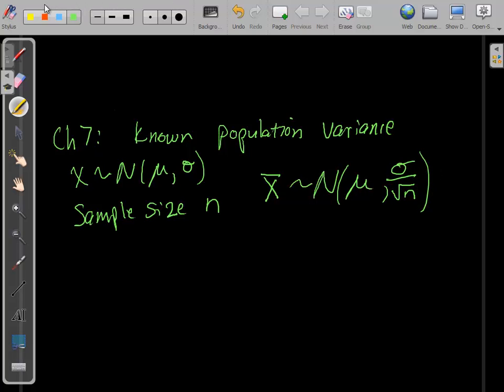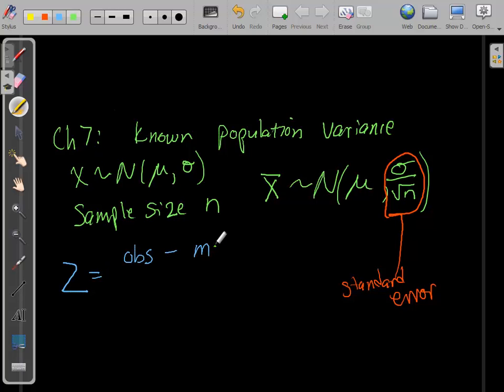This bit right here, we call this the standard error. And I'll talk a little bit about that in a moment. It stands in for the standard deviation of the sample means. And so what that tells us is we can compute a z-score for a sample mean. So a z-score, z, is always equal to the observation minus the mean value divided by whatever you have for the standard deviation.